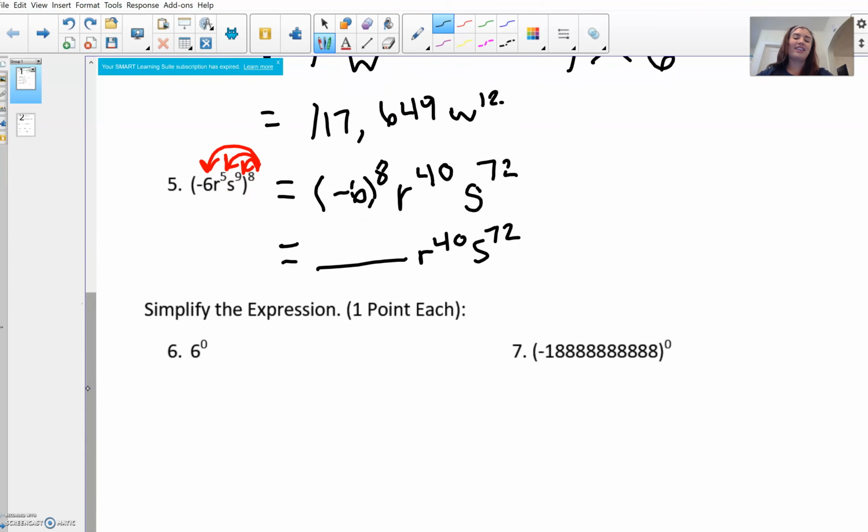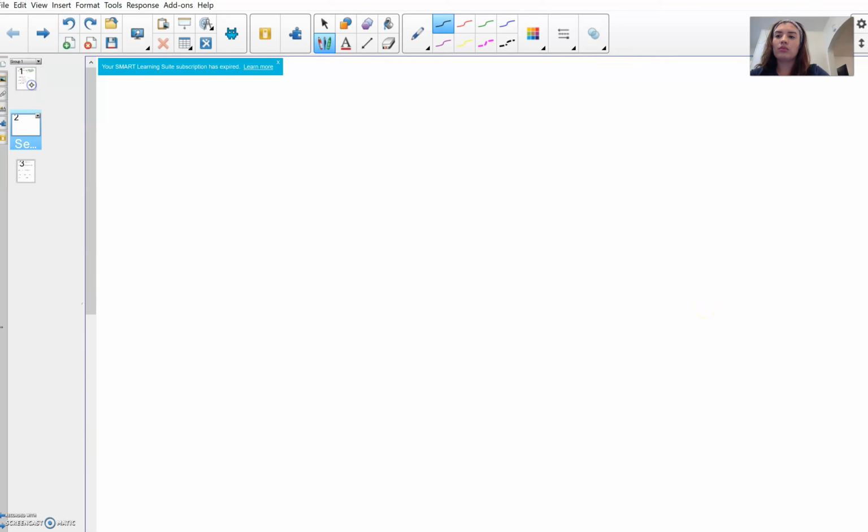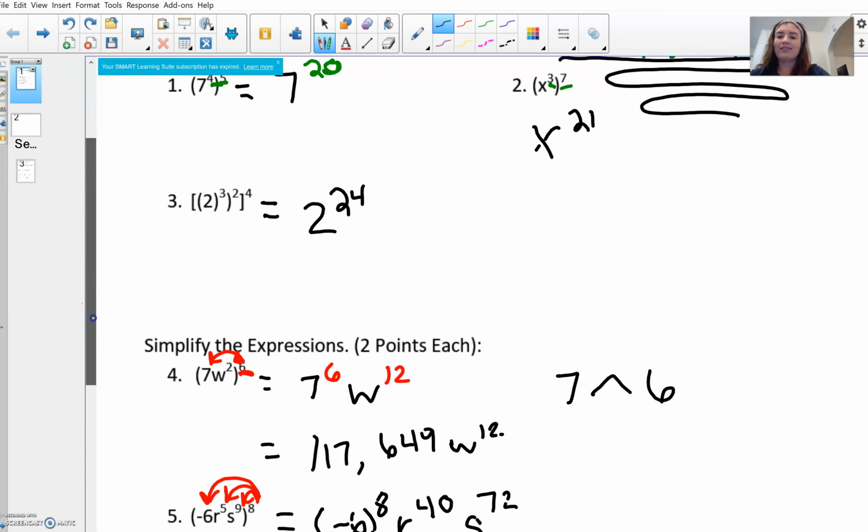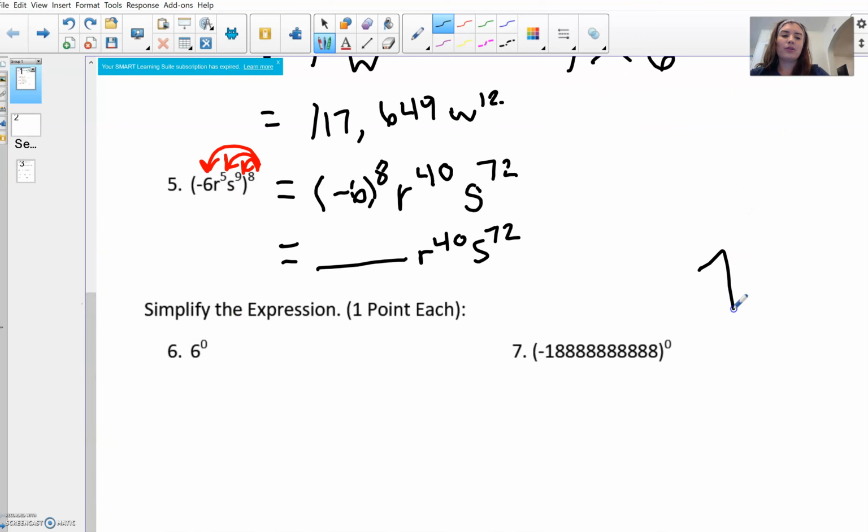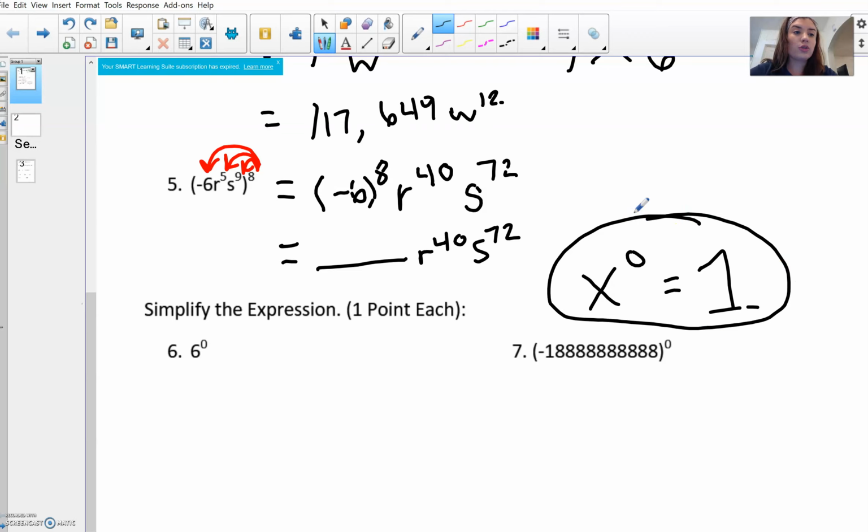6 and 7. These are guaranteed points. You need to always know that anything to the 0 power equals 1. So if I told you 3,017,000 million to the 0 power, that is 1. If you're looking at 6 and 7, they're both to the 0 power, so what do they equal? 1.